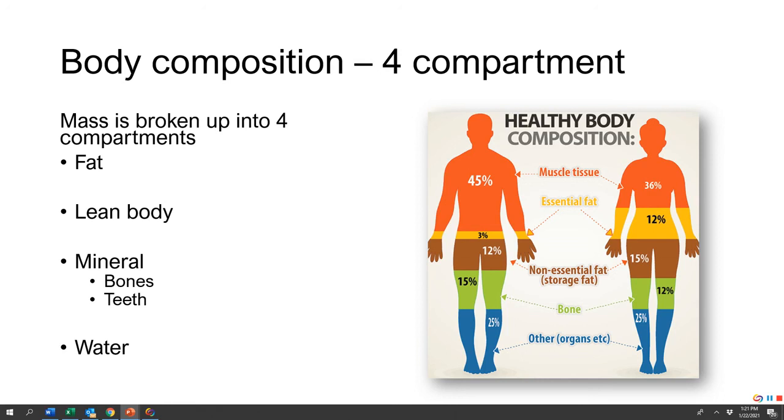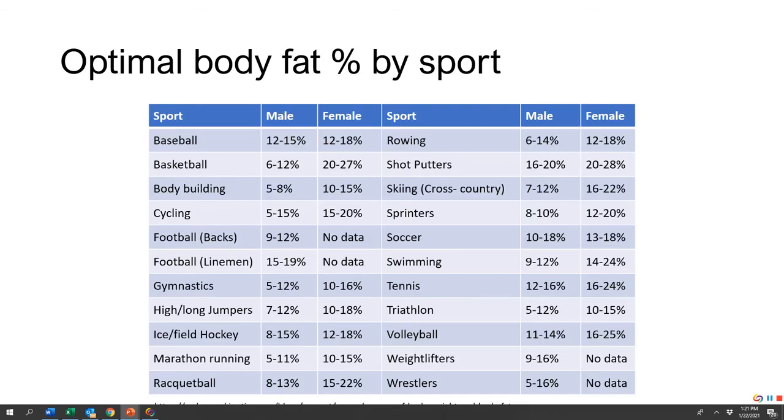But the reason we have to model this is because we can't just cut someone open and calculate their body composition and put everything back together like nothing happened. Okay, but body composition can actually play a role in sport performance, right? And so they've actually come up with tables that give you optimal body fat percentage by sport. Okay, and as you can see here, they vary widely.